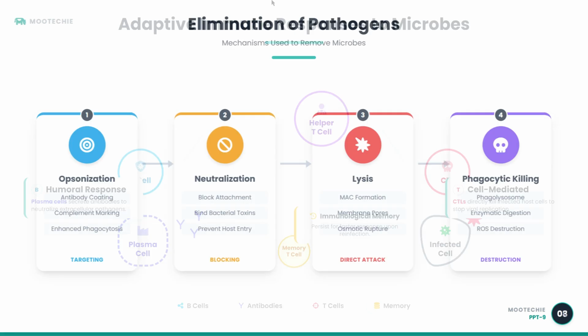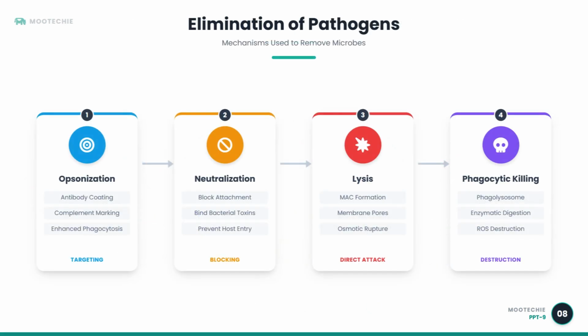Next, we will focus on the actual elimination of pathogens. The immune system uses several clever mechanisms. The first is opsonization. Here, antibodies or complement proteins coat the microbe, marking it for enhanced phagocytosis, making it easier for phagocytes to find and consume it. The second is neutralization. Antibodies can block a pathogen's attachment sites, preventing it from latching onto our cells, or they can also bind and neutralize harmful bacterial toxins.